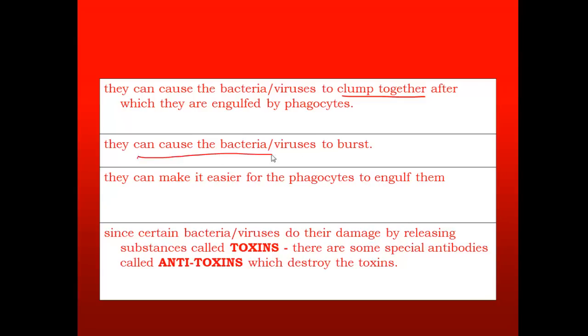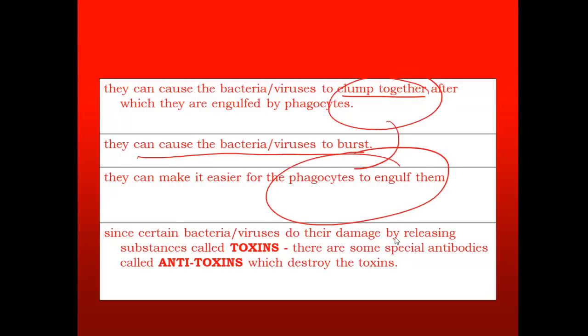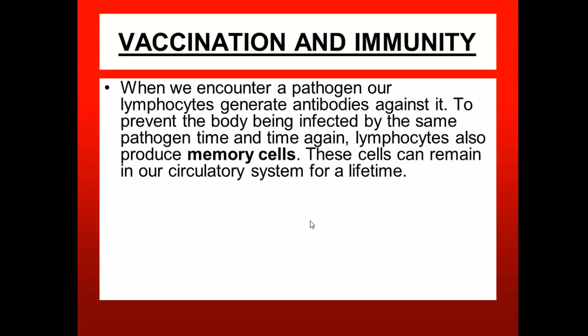They can themselves make bacteria and viruses burst. And yes, as described, the clumping together makes it easier for phagocytes to engulf them. Separate point. Since certain bacteria and viruses do their damage by secreting toxins, some lymphocytes are able to secrete special antibodies called antitoxins, which will neutralize these toxins. They neutralize the toxins. That's good for us. Almost there in this video, so let's press on.